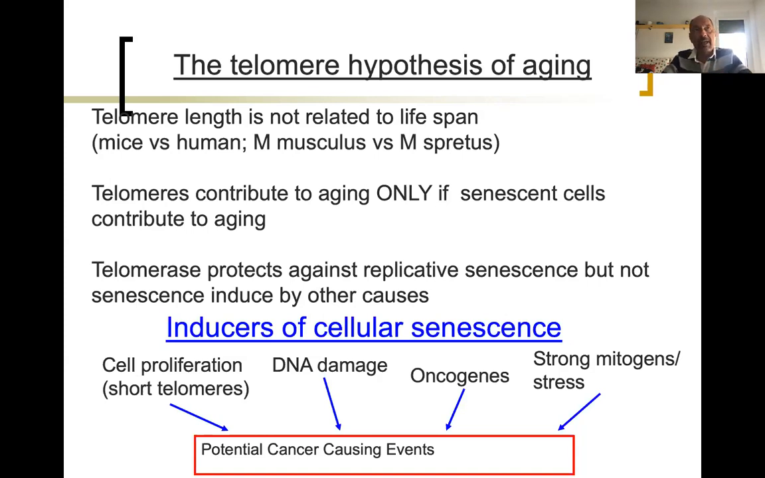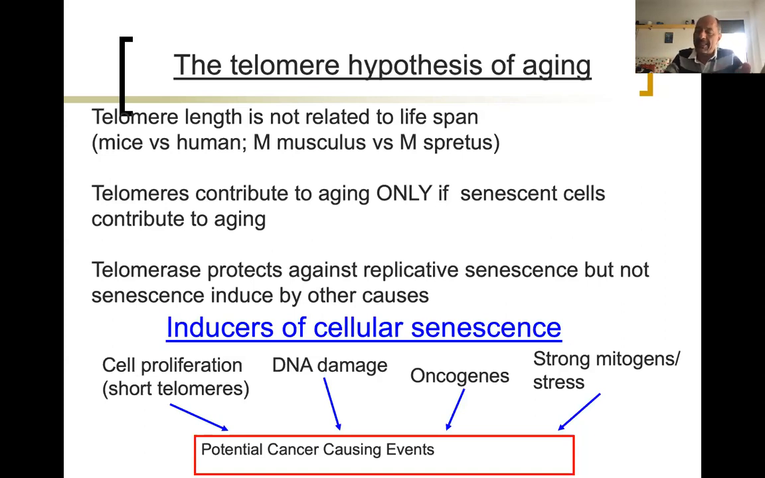So only if you have cells that duplicate and age, those cells contribute to aging. On the other hand, telomerase protects against replicative senescence, but not senescence induced by other causes. So if you have senescence not related to the replication, telomerase is useless. And there are several inducers of cellular senescence that have nothing to do with telomerase.